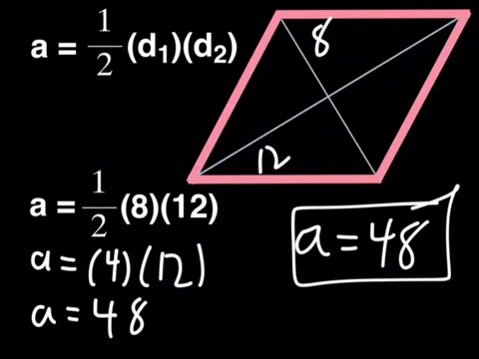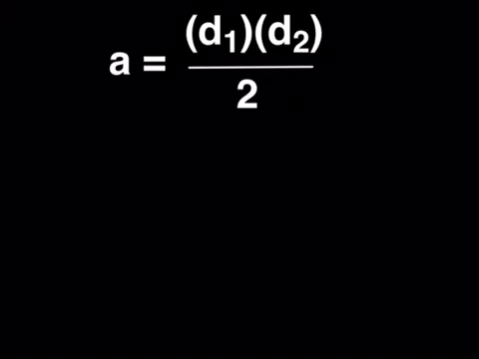Now, I want to show you one more way of writing the equation for a rhombus. So here it is. Sometimes you'll see the formula written as the area is equal to diagonal 1 times diagonal 2, all divided by 2. Now this, we should know, is going to be the same because multiplying by 1/2 is the same as dividing by 2. But let's just work it out with the same numbers anyway.